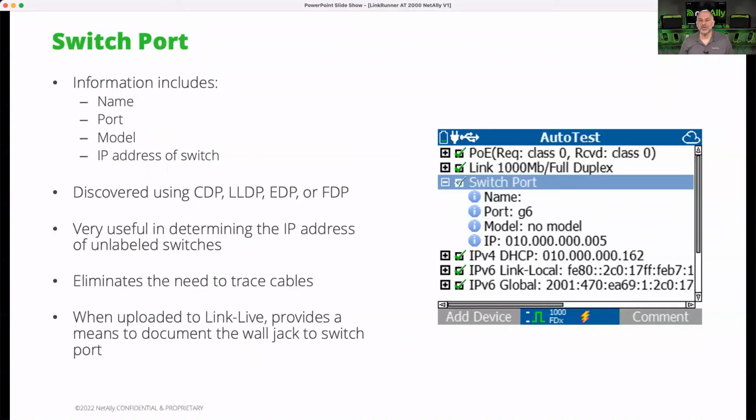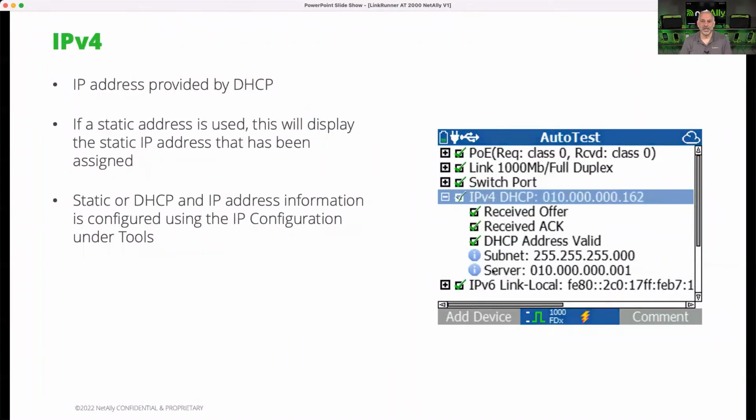This is especially useful for remote sites. So if you use the LinkRunner AT to go in and validate connections as you're putting them in, and you put that wall jack in there, you are now documenting which wall plate is connected to which switch port, and you will have that stored in Link Live. This eliminates the need to go in and trace out cables.